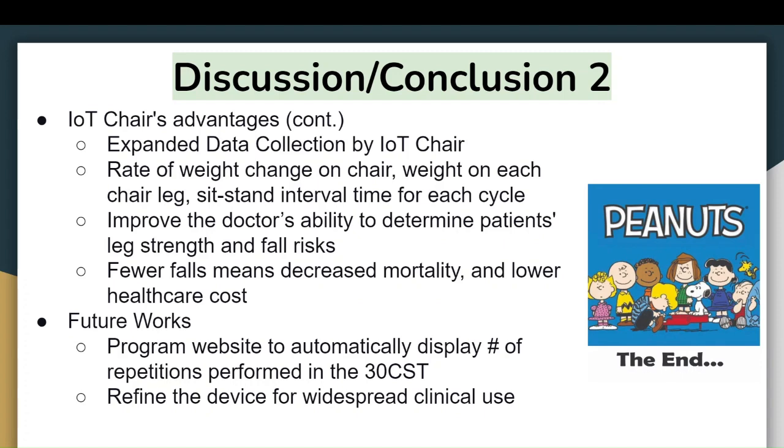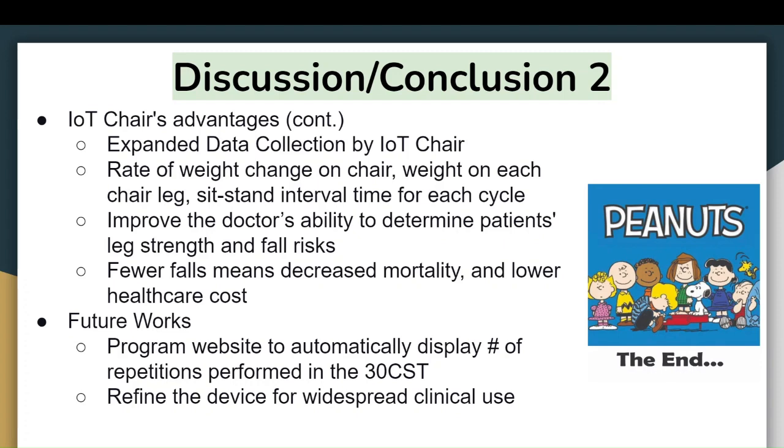And so this will really improve the doctor's ability to determine patients' leg strength and fall risk. And so this increased care will mean that fewer falls will result in decreased mortality and lower healthcare costs. Because remember, falls in the United States cost $50 billion a year.